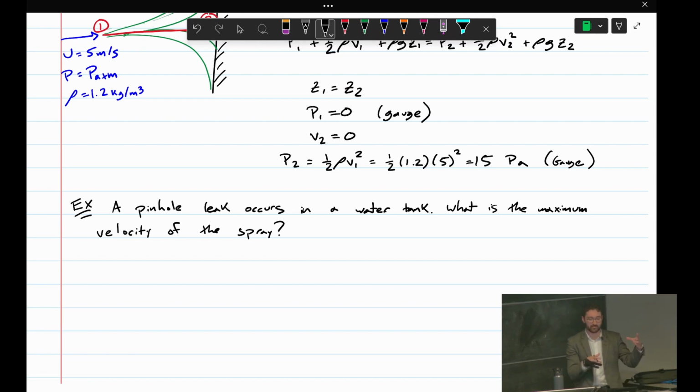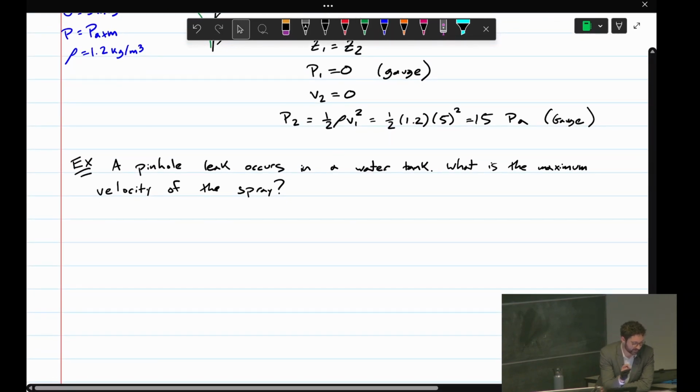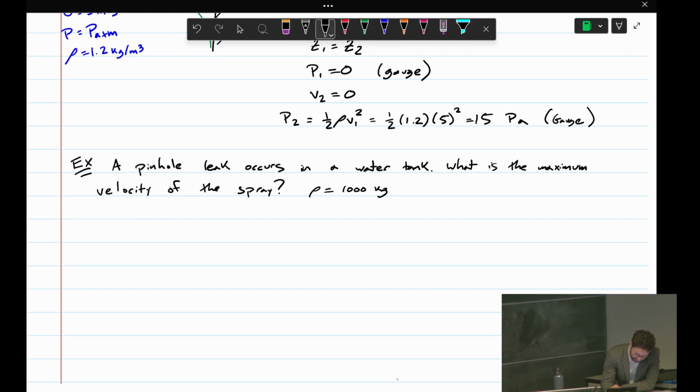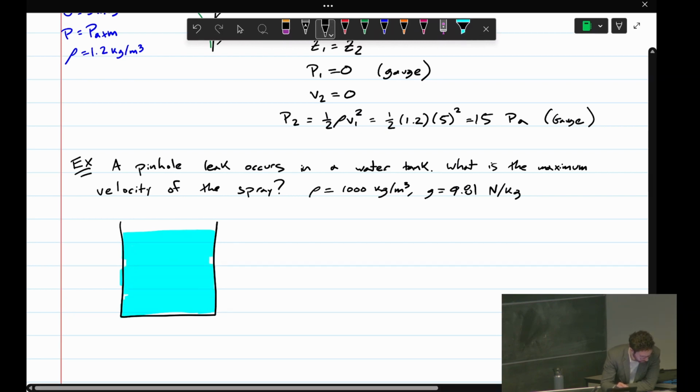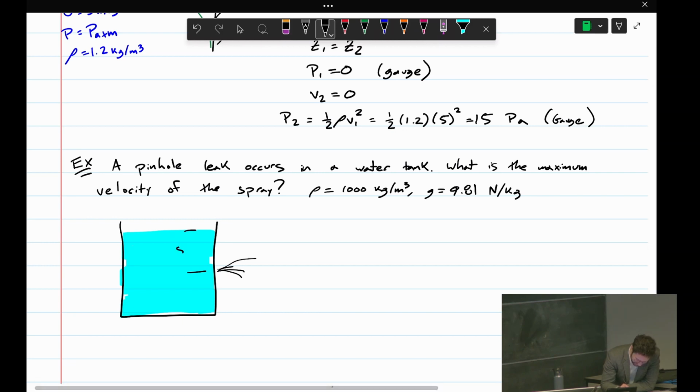So assume you have this big tank of water and there's a very small leak that occurs. The water is going to start spraying out of that hole. So we're going to determine now what the maximum velocity of that spray is. So rho is 1,000. I take g is 9.81. So we're going to have some tank of water. Let's say this leak occurs at a depth of 5 meters in the fluid.